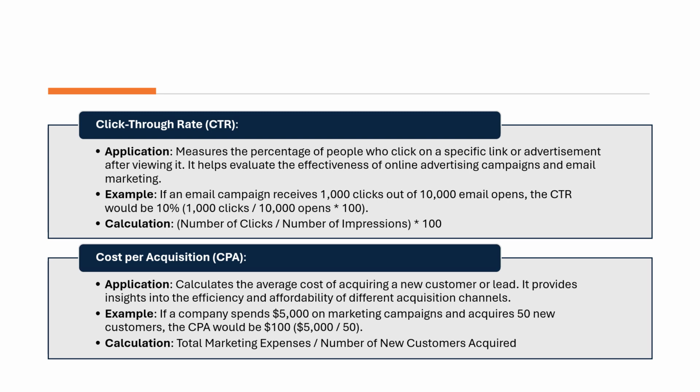So let us take an example. If a company is spending $5,000 on a marketing campaign and acquires 50 new customers, what would be the CPA? It comes out to be $100. How did they calculate it? Total marketing expense, which comes out to be 5,000, divided by the number of new customers, that is 50. So this is how they calculated the CPA.